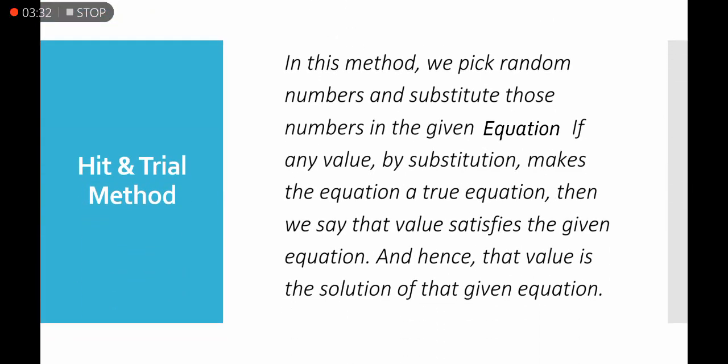Number 1, hit and trial method. In this method, we pick random numbers and substitute those numbers in the given equation. If any value by substitution makes the equation a true equation, then we say that value satisfies the given equation, and hence that value is the solution of that given equation.